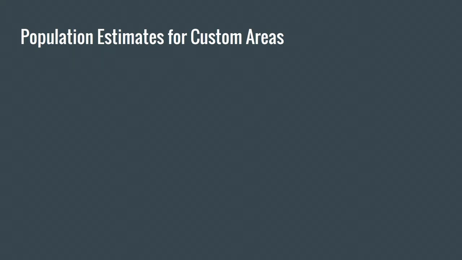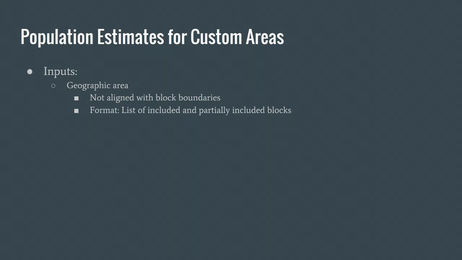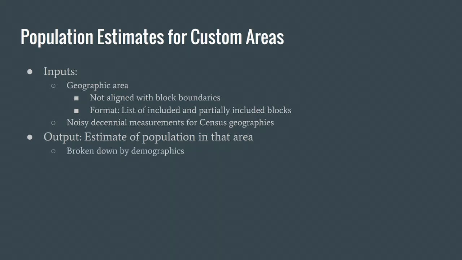One thing that consistently came up is that something that needs to be done is finding population estimates for custom areas. Here my input is some kind of geographic area, as Amy said, the Sharpie lines on the map. These are not necessarily aligned with block boundaries. What that translates to, in terms of the census, is a list of included census areas, let's say blocks, or larger areas when they fit, and some of which are only partially included. So in some cases you're just getting a fraction of a unit. And of course the other input are the decennial measurements that the census is producing. The goal is to estimate the population in that specific area, ideally broken down by demographic, but even if you're just looking at total population, it's not always obvious, and with meaningful margins of error.